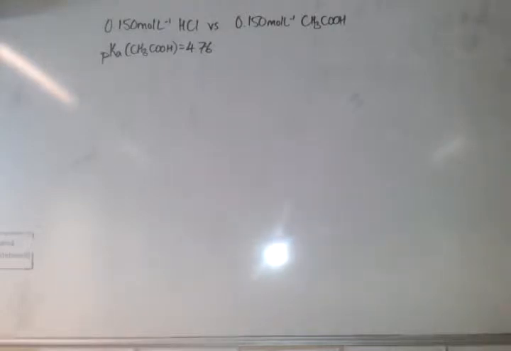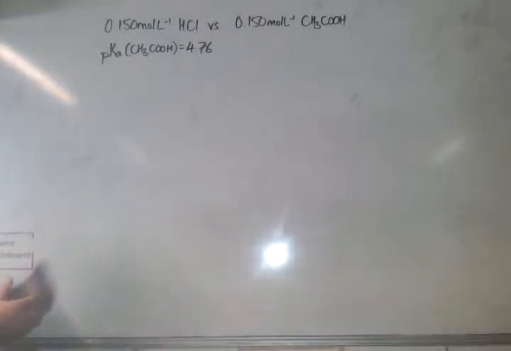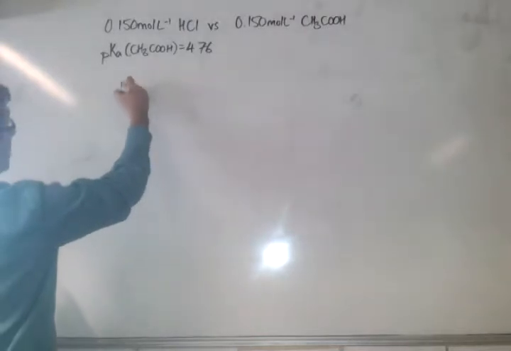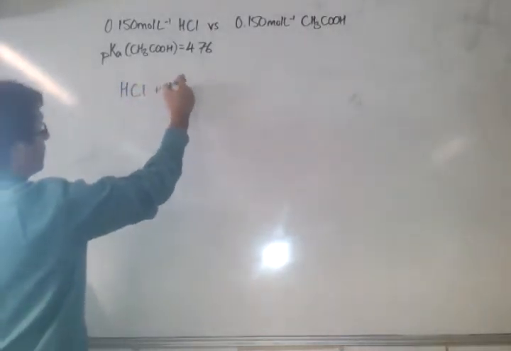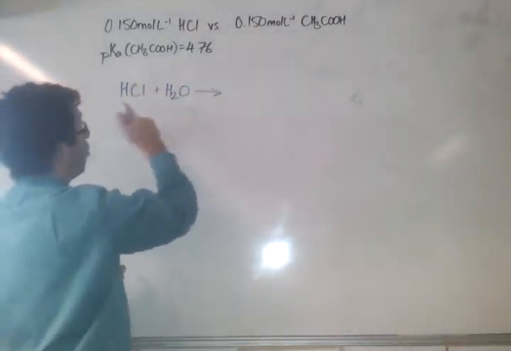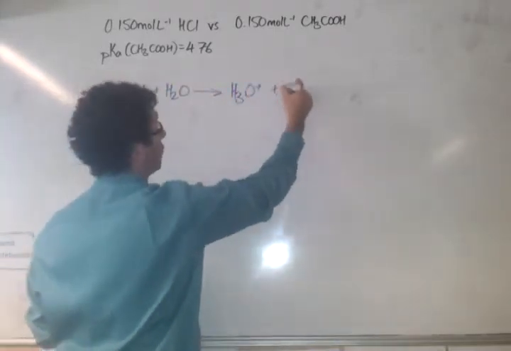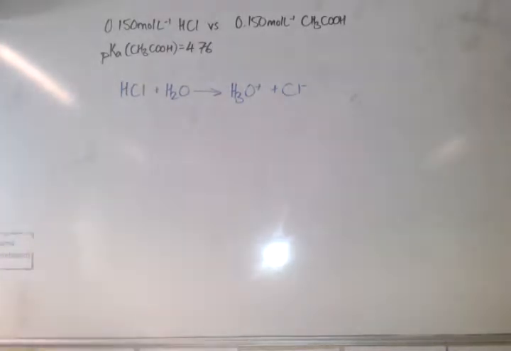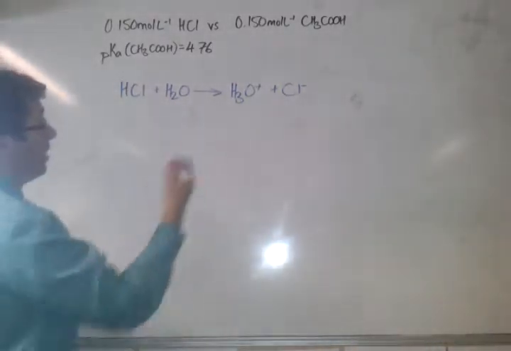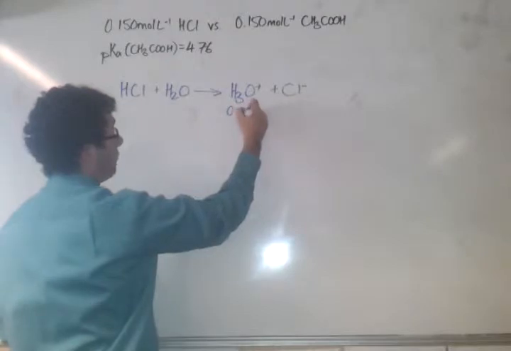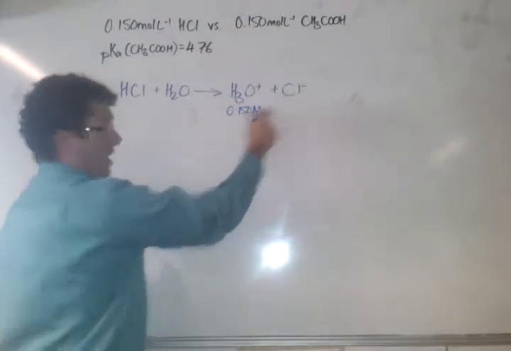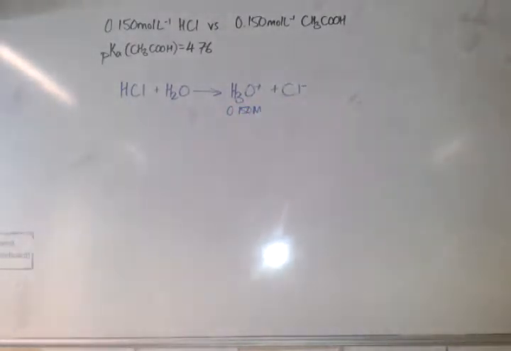So the first thing I'm going to do is just quickly classify these two acids. The hydrochloric acid is a strong acid, which means it fully dissociates. That means when we put HCl into water, all of the HCl turns into hydronium ions and chloride ions. So therefore the concentration of hydronium in this is going to be 0.150 moles per litre. And same for the chlorides, but they don't have any effect on the pH.